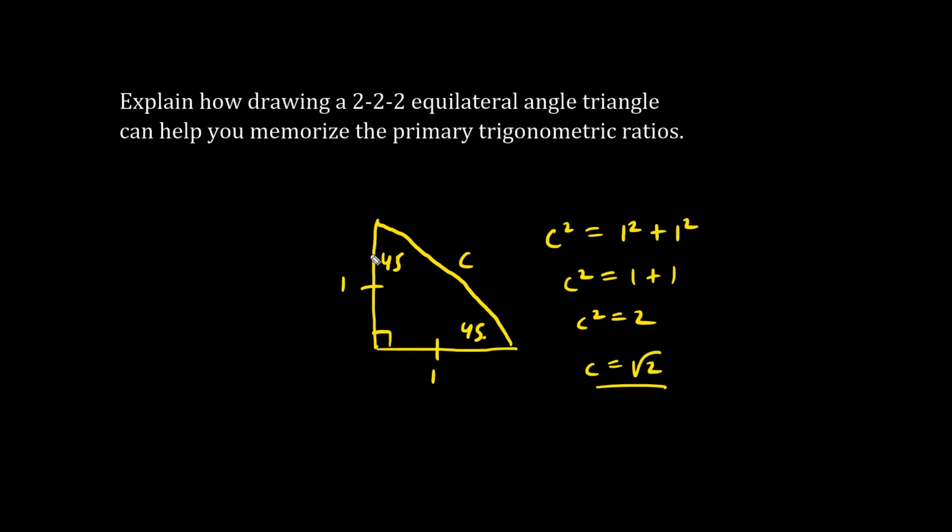So please memorize the 1, 1, root 2 triangle, as well as the 1, 2, root 3 triangle. The longest side is 2, the hypotenuse, and this is 30 degrees and 60.